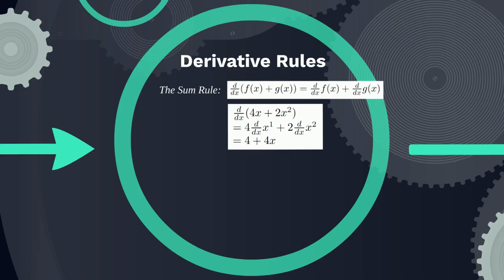We have 4x plus 2x squared, and if we want to take the derivative with respect to x of this entire function, we are going to individually take the derivative of 4x and individually take the derivative of 2x squared. Notice we're following the multiplication rule, so we have taken those coefficients out into the front. The 4 comes out in front of the d dx.